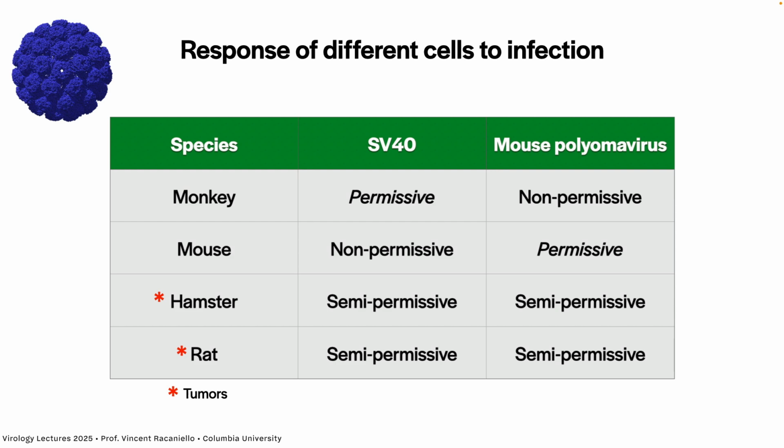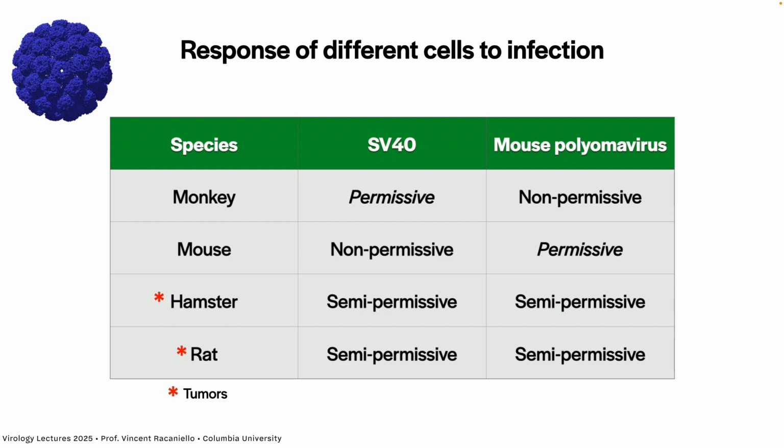So the natural host of SV40 is monkeys, so the cells are completely permissive, they die. They're lysed by virus infection, no transformation. Mouse cells are not permissive, so the virus doesn't get anywhere. The mouse is non-permissive for SV40 and completely permissive for mouse polyomavirus, so the cells die, no tumors, no transformation. And these two here with the red asterisks are where we see tumors, and in cell culture, we see transformation.